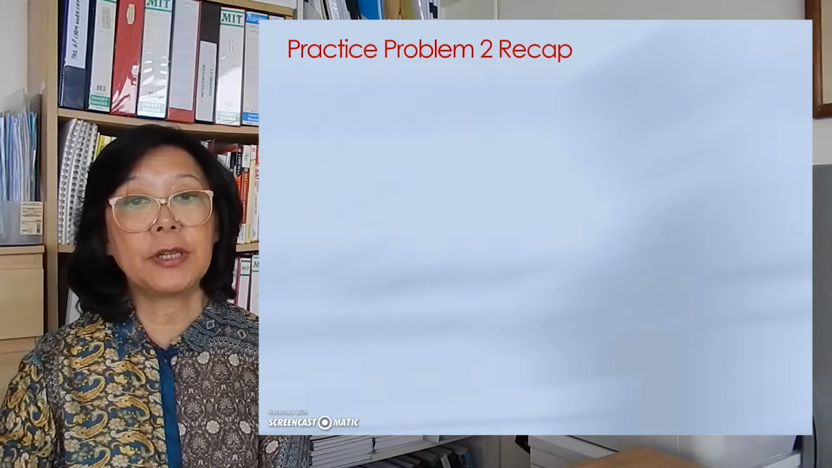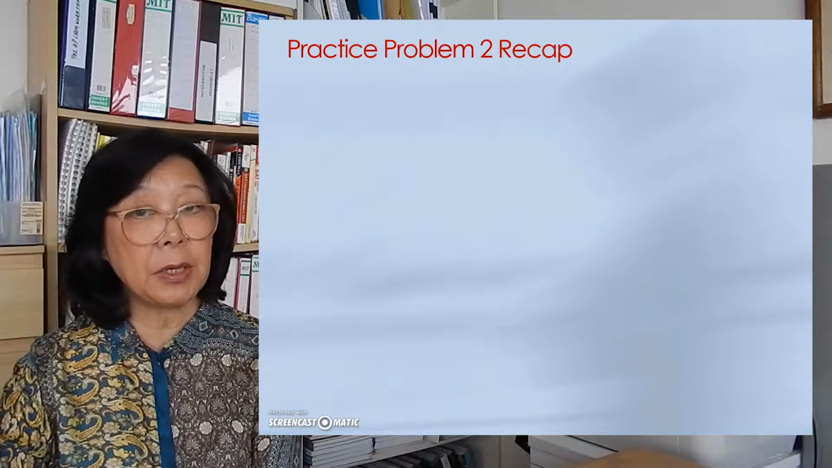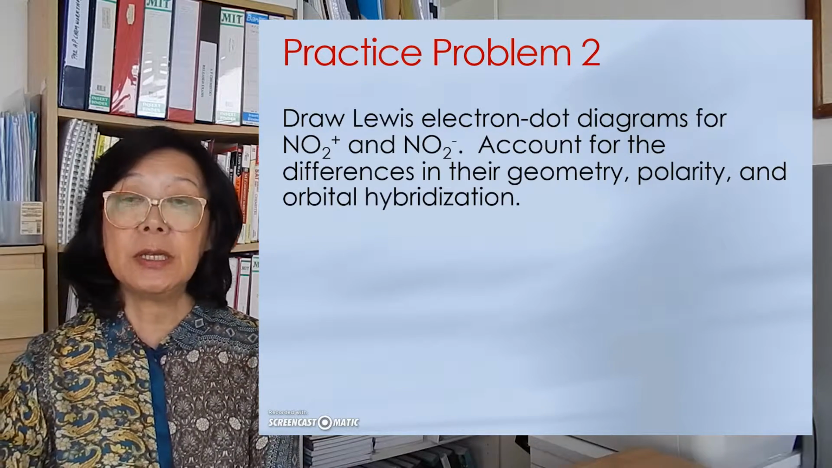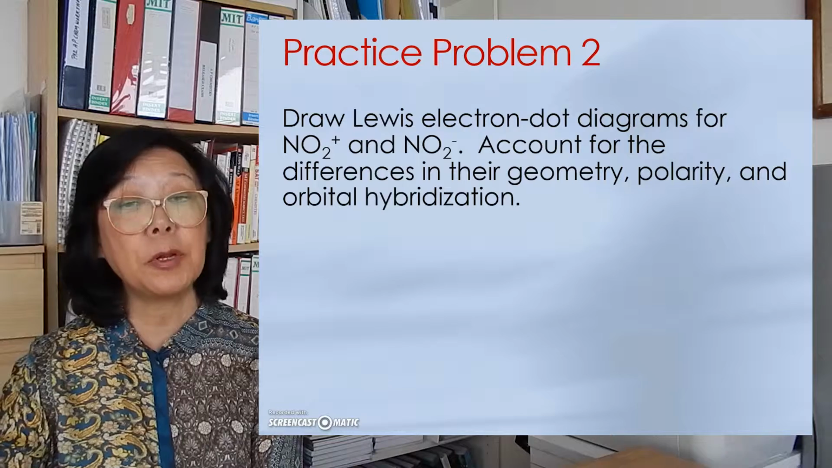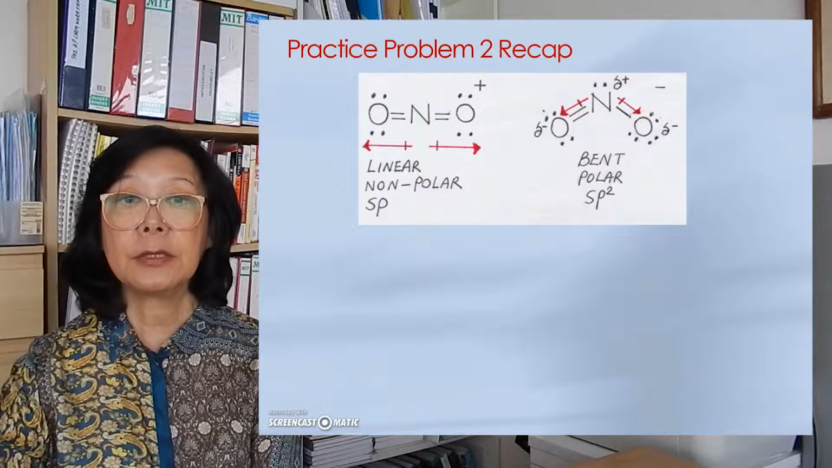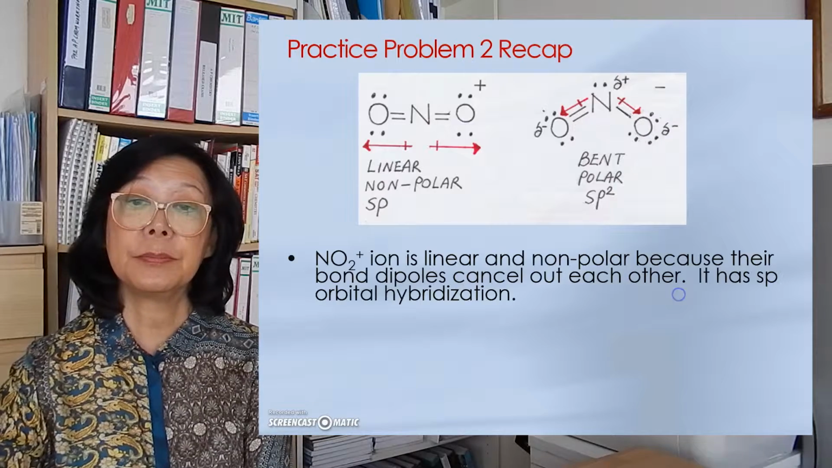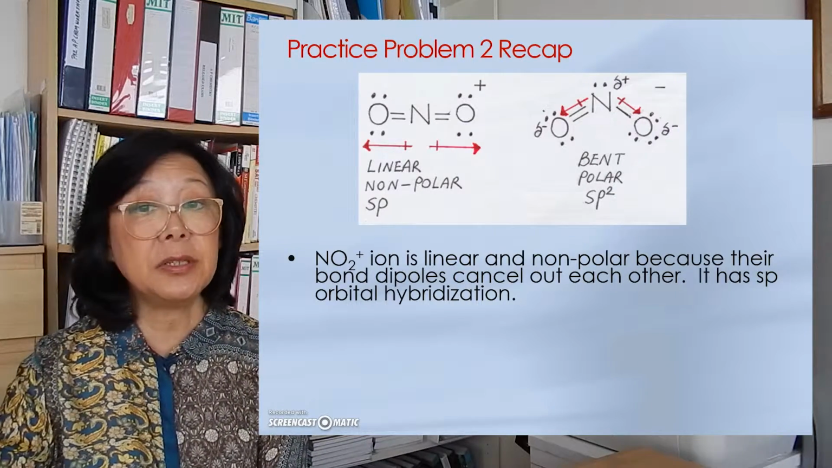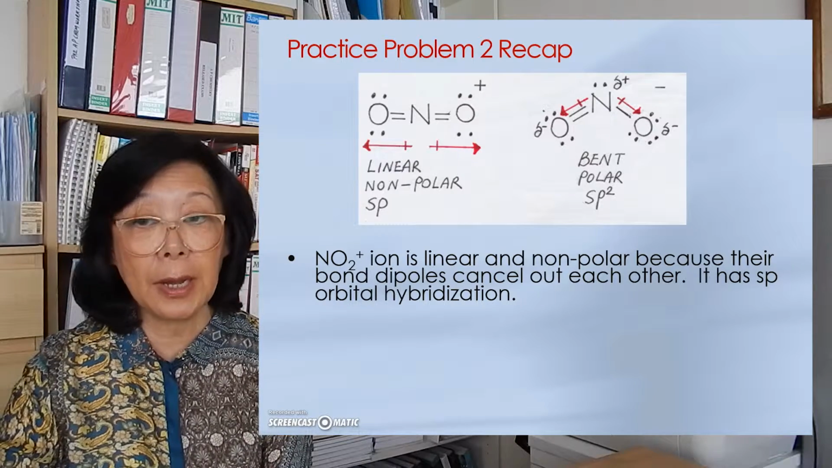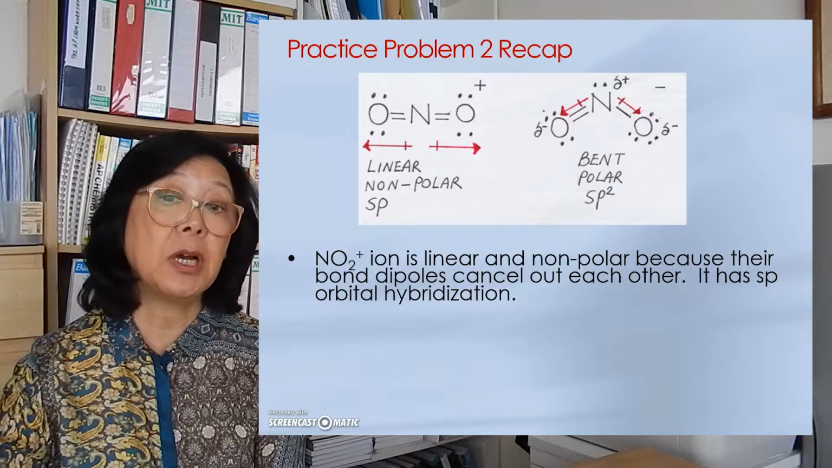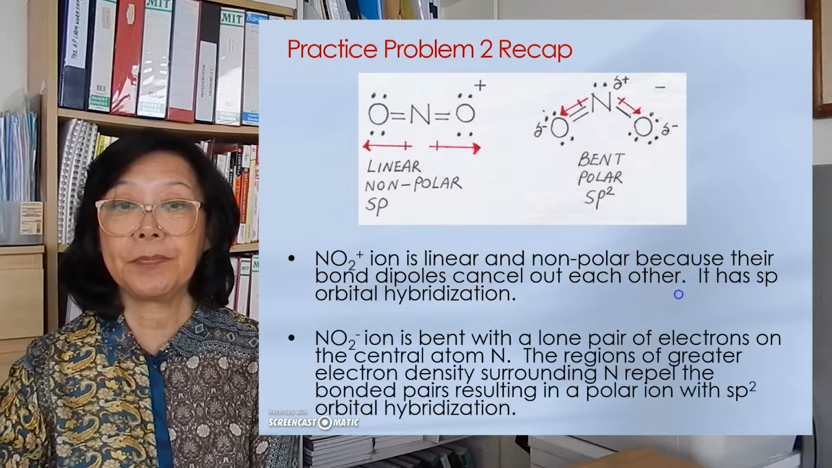Draw a Lewis dot structure for the NO2 plus ion and the NO2 minus ion, and account for the differences in the geometry, polarity, and orbital hybridization. So here's a diagram. The NO2 plus ion on the left is a linear, non-polar ion. The bond dipoles cancel each other out, and it has sp orbital hybridization.